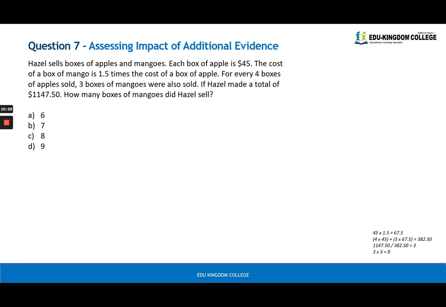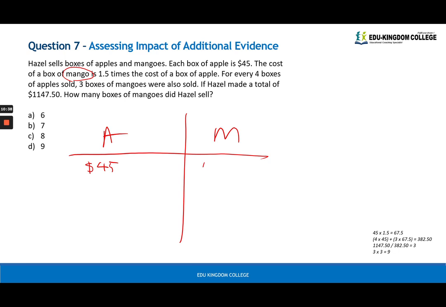Right, number 7. So we have apples and mangoes. We know that each box is $45 for apples, and the cost of a mango box is 1.5 times of that. 45 times 1.5. Easy way to do it, 1.5 is 1 whole and an extra half. So you have 45 plus a half of 45 is 22.5, and that gives you $67.5. Okay, for the mango box.